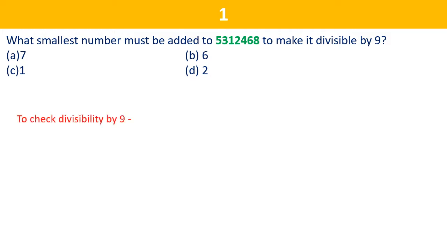So if we take the sum of the digits, all these digits added, the summation comes out to be 29. We know 29 is not divisible by 9. So the smallest number that should be added to 29 to make it divisible by 9 is 7. So the sum becomes 36. And as I told you, if the sum is divisible by 9, the entire number becomes divisible by 9. So the smallest number that should be added to it is 7.